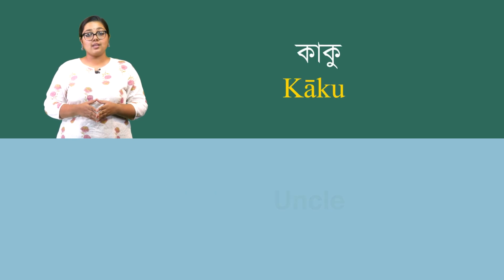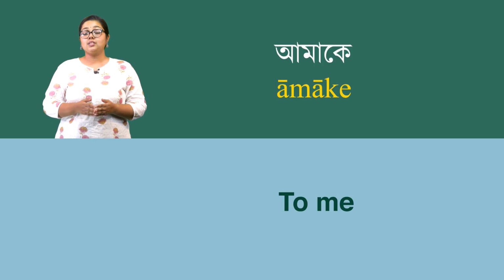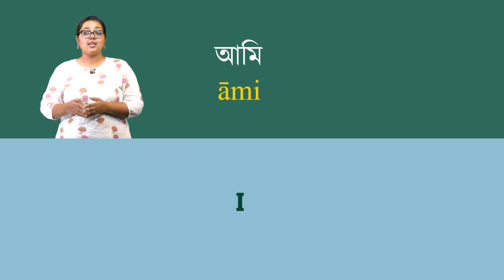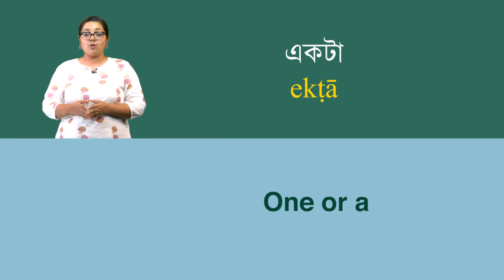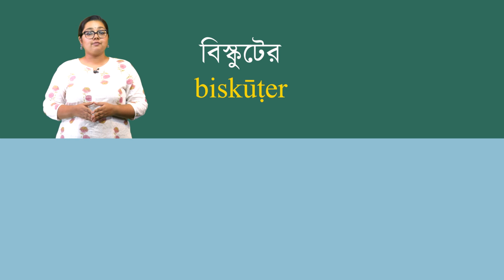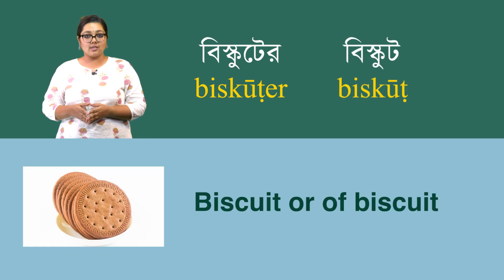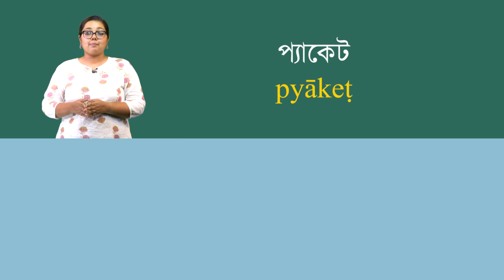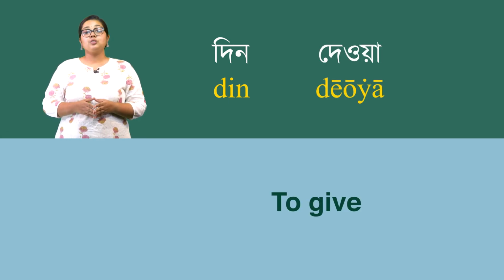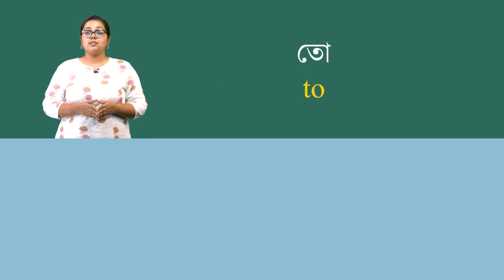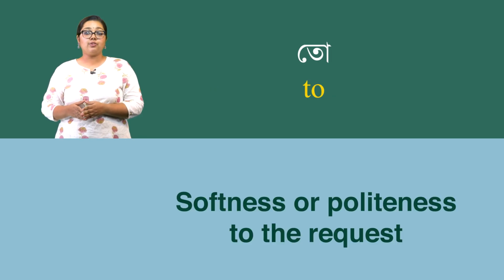Here, Kaku means uncle, a respectful way to address an older man. Amake means to me, where ami means I and ke means to, and ekta means one or a. Biscuiter is the possessive form of biscuit, meaning of biscuit, and packet means packet. The verb din is the honorific imperative of deva, meaning to give, used to show respect. The final particle to adds softness or politeness to the request, so the sentence becomes, "Uncle, please give me a packet of biscuits."